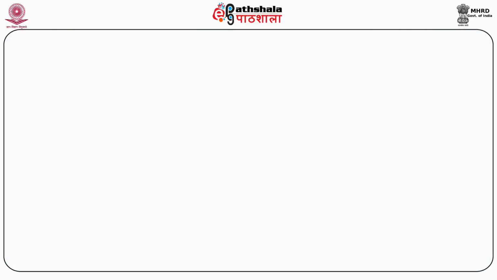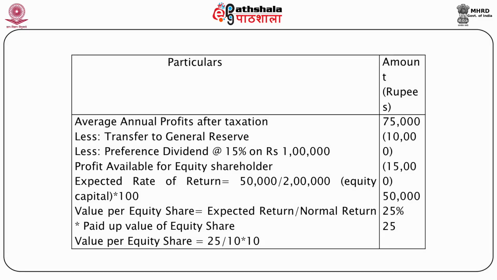Solution to the problem. First of all, we'll prepare two columns. One is of particulars and second is of amount column. In particulars column, we'll write average annual profits after taxation, which are 75,000. So in amount column, we'll write rupees 75,000. We'll deduct transfer to general reserve from this amount, and we'll also deduct preference dividend at the rate of 15% on 1 lakh from this amount.